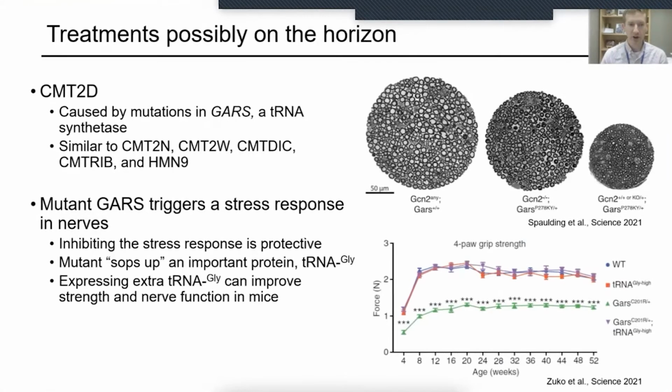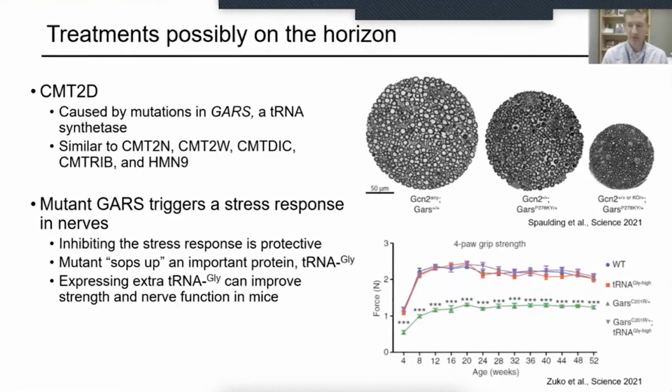They also found that this mutant GARS protein sort of sops up an important other protein. And so what they found is that they can overexpress this other protein. So not the mutant form, but this thing that it's binding up. So this is a measure on the right of grip strength, a measure of motor function. The sick mice are in the green here. Over time, their grip is much lower than normal mice. But if you give back extra of this thing that's getting sopped up, which is in the purple line here, you can make those mice essentially normal. So this is another strategy by gene therapy where you might be able to fix the problem that comes with these mutations in CMT2D.